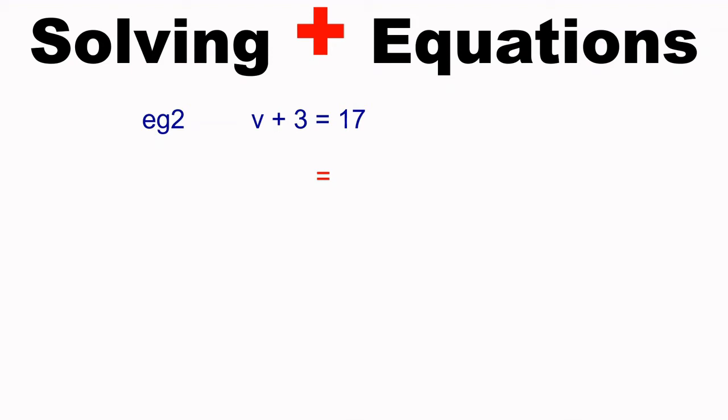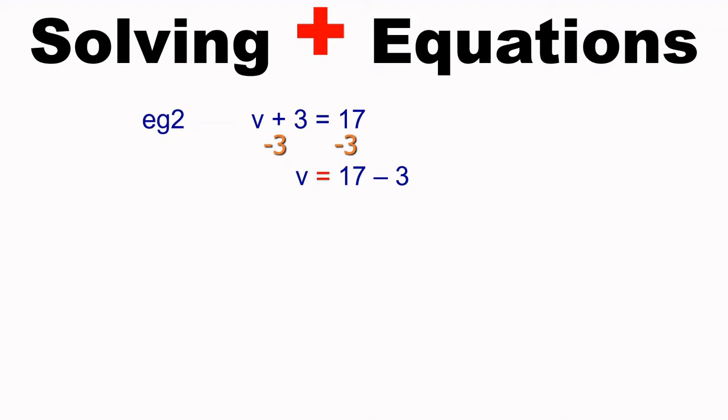Now, if I want to get the v on its own, we need to get rid of that plus 3, and the opposite of plus 3 is minus 3. We're subtracting 3 from both sides of the equation to keep it balanced. You may not need to write that minus 3 that I've written in yellow there. I'm really just writing that for your benefit so that you can understand where the next step of your working comes from. So the next line of working is simply v is equal to 17 minus 3.